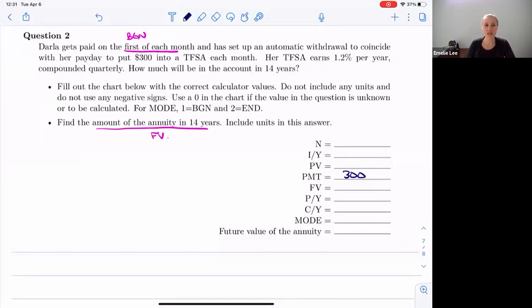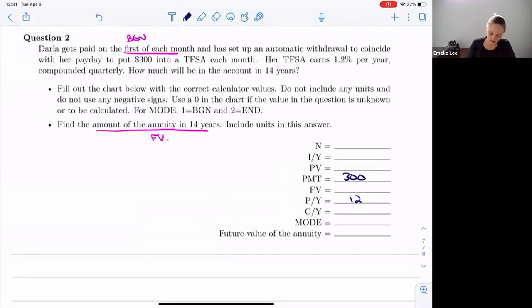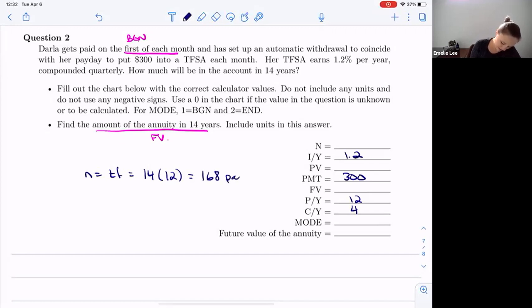And the payment frequency is monthly, so 12 payments per year. The interest we have is 1.2% per year compounded quarterly. So compoundings per year is 4. How much will be in the account in 14 years? So N is the time times the frequency. So 14 times 12 payments is 168 payments. So your N is 168.